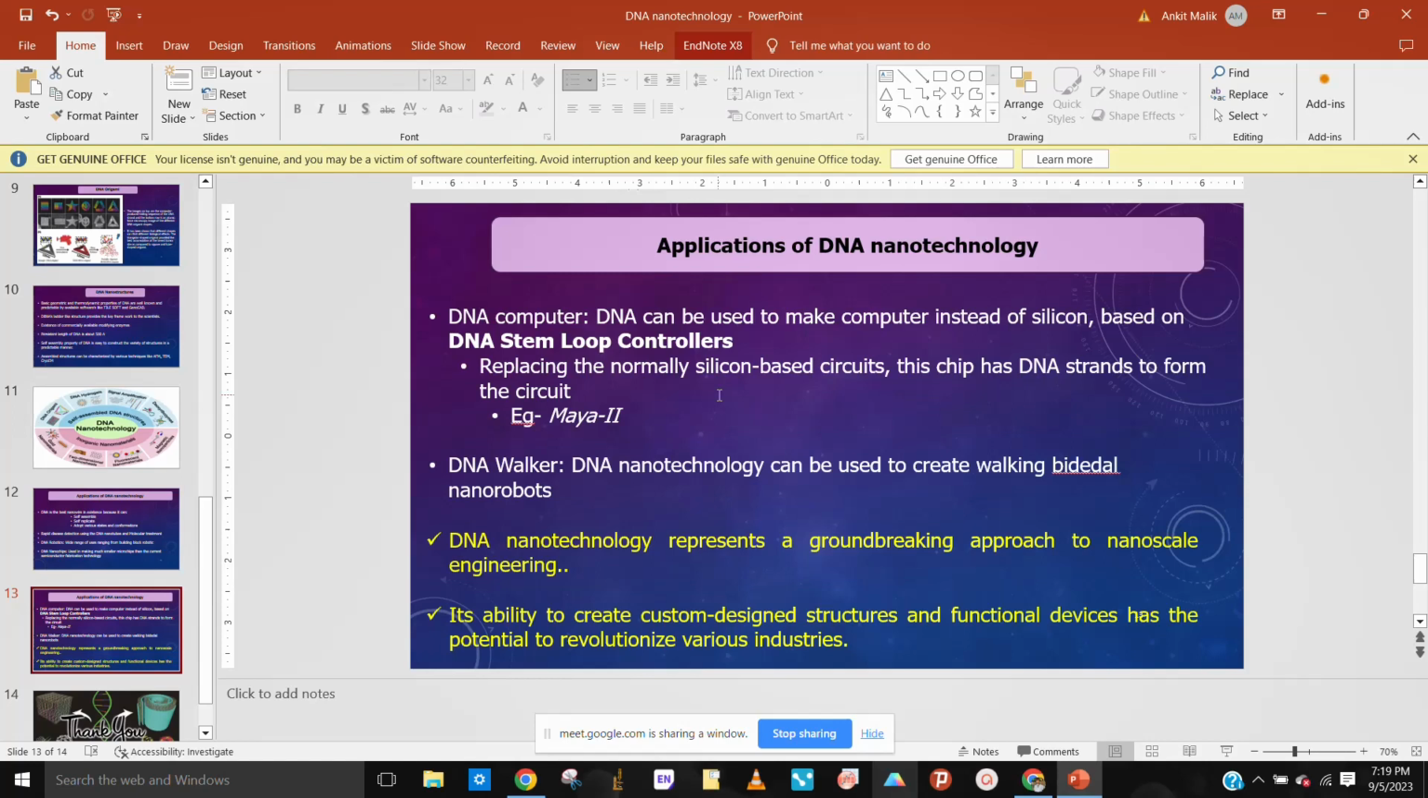So DNA nanotechnology represents a groundbreaking approach to nanoscale engineering. Its ability to create custom-designed structures and functional devices has the potential to revolutionize various industries.